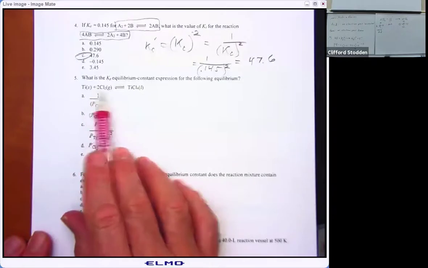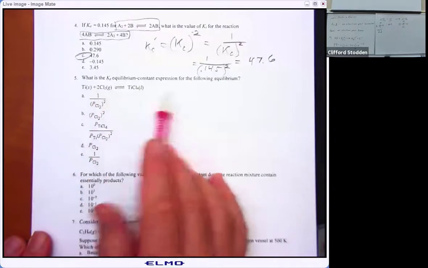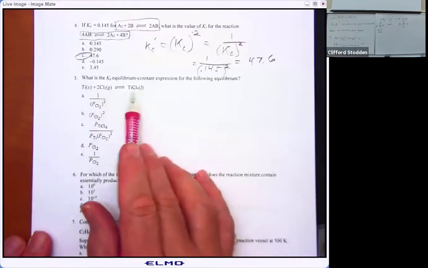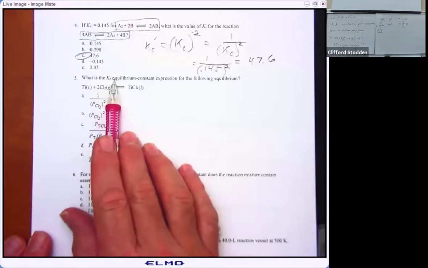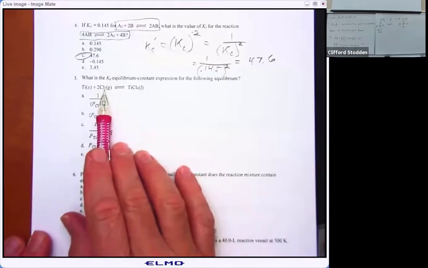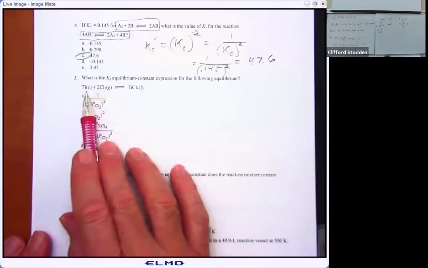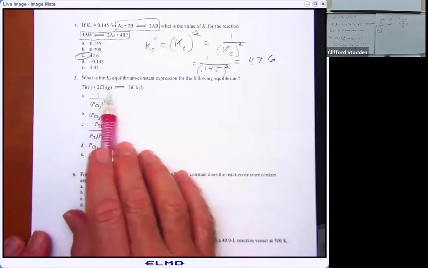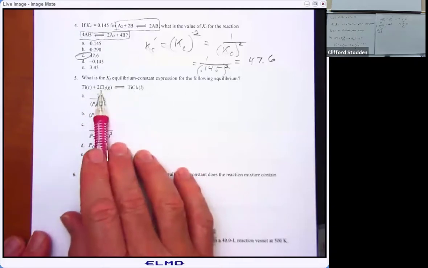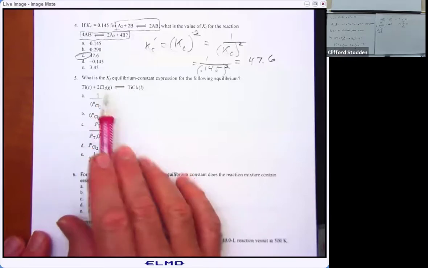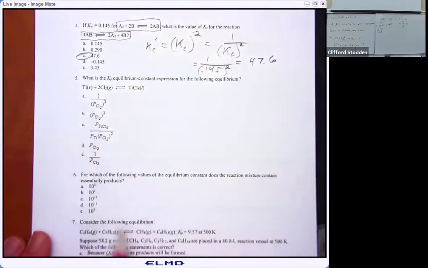Now this time, the product, because it's a liquid, you just put a 1 there. And the reactant, you'd write for K sub P the partial pressure squared of the chlorine, and this one would not enter in. So it should just be 1 over the pressure of chlorine squared, which would be this first one there.